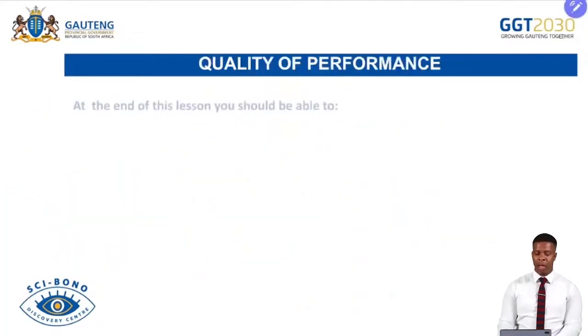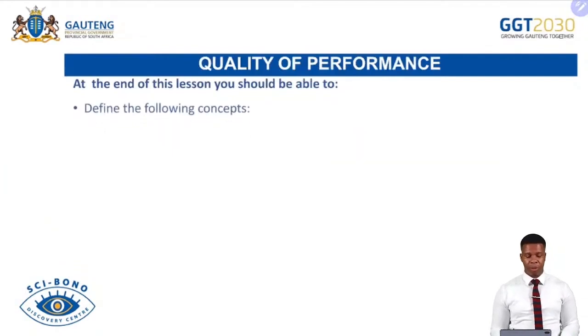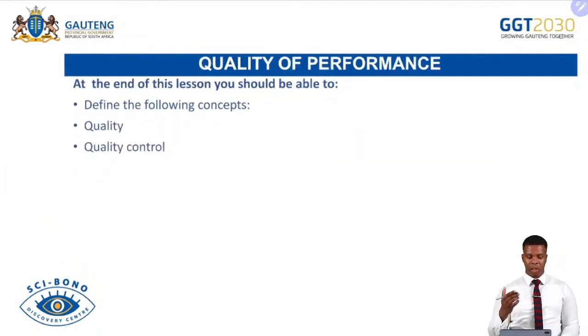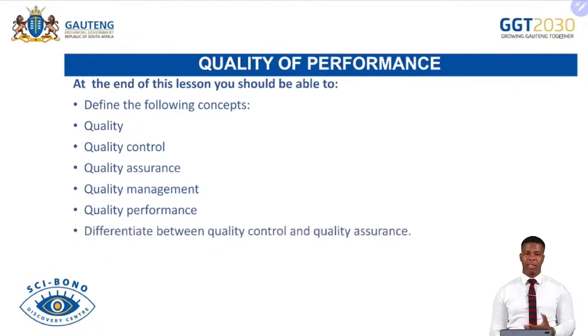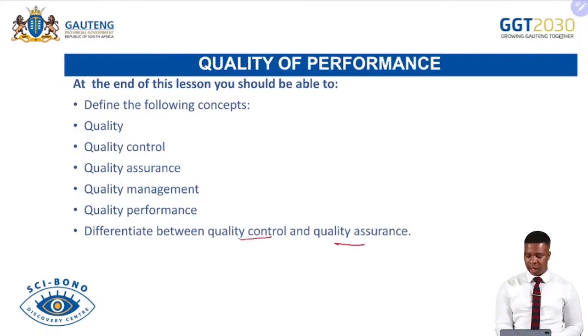When now we look into the quality of performance, you should know how to define the concepts, which are quality, quality control, quality assurance, quality management, and quality performance. That is what you should know. But the examiner may not ask you what is quality control alone. They rather ask you to differentiate between quality control and quality what? Assurance. So guard against that.